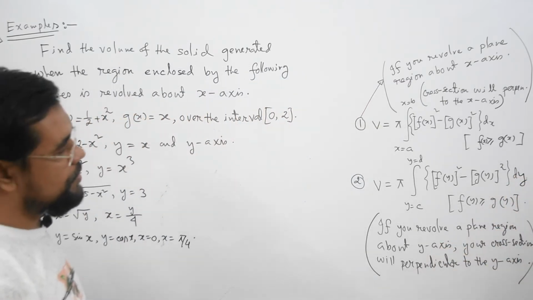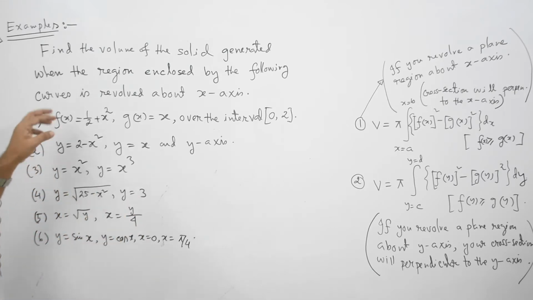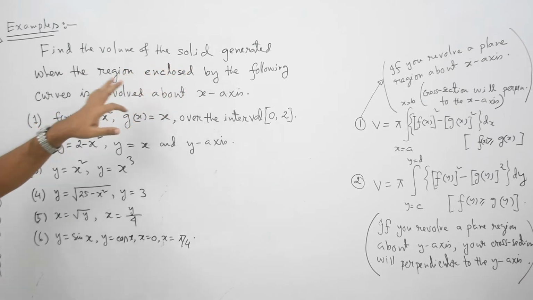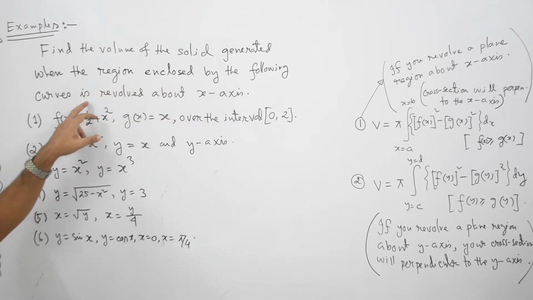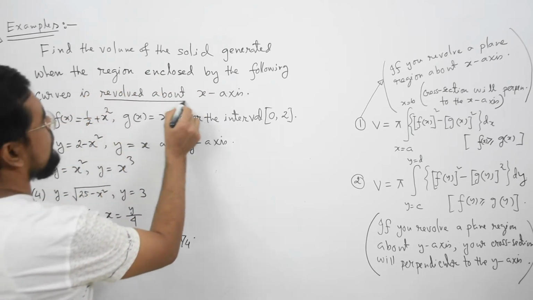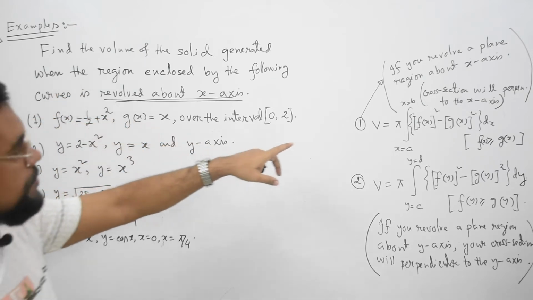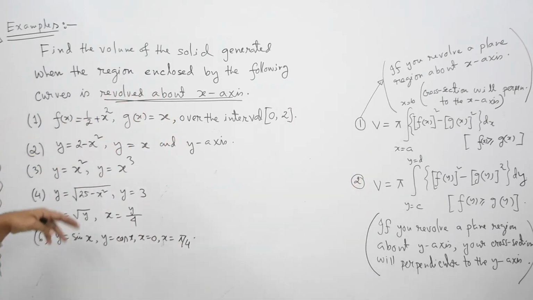So let's try to solve some problems in order to calculate volume by the method of washers. Examples 1 to 6: find the volume of the solid generated when the region enclosed by the following curves is revolved about the x-axis. If you revolve about the x-axis, then our formula will be the first one. So let us use this formula in order to solve these problems.